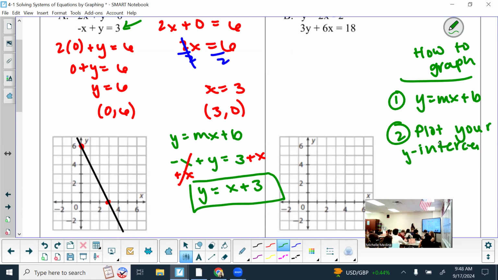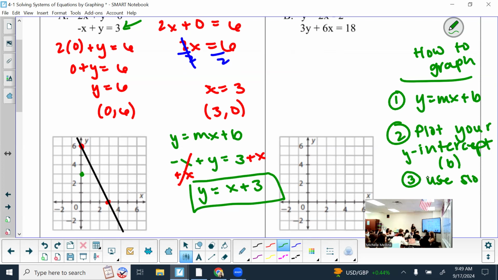But you can only see two things really clearly in your slope-intercept form, and that's your slope and your y-intercept. Y-intercept is usually your starting place. So that's b, and y is mx plus b. What's my y-intercept in this one? So I'm gonna put a dot on the y-axis where the 3 is. Then you need to be able to use your slope.